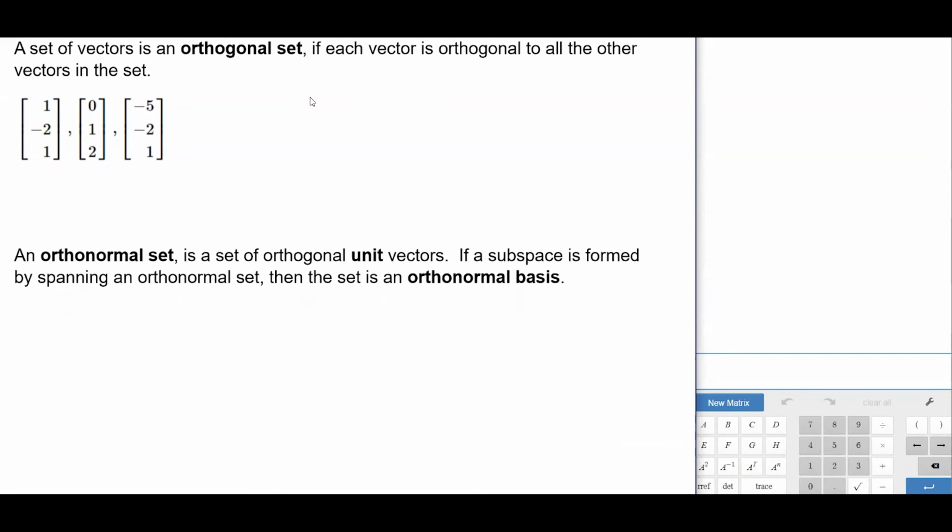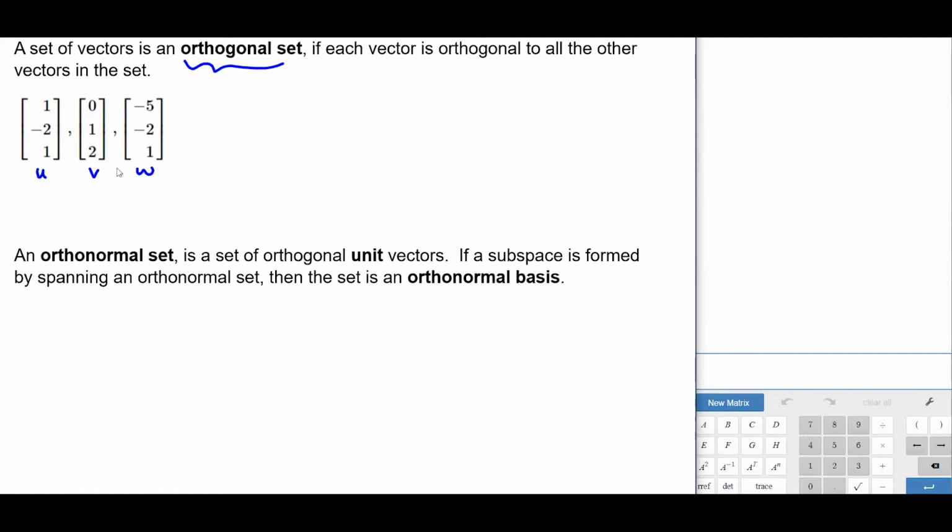We know that if two vectors are orthogonal, then their dot product is 0. And it means that they're perpendicular if you're in R2 and R3. Higher than that, all it means is the dot product is 0. If you have an orthogonal set, then we mean that each vector in the set is orthogonal to every other vector in the set. So we want to check this set of vectors. Let's call this U, V, and W.